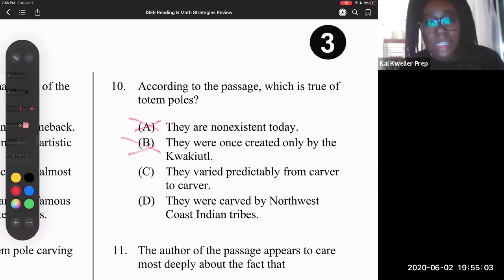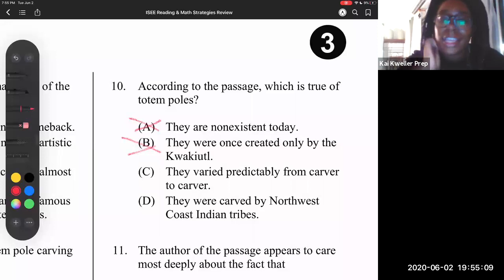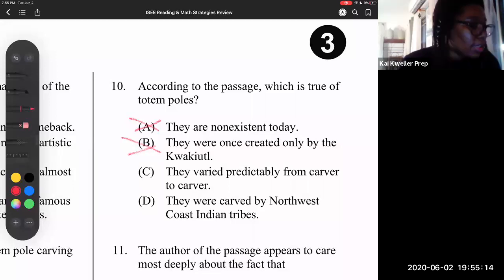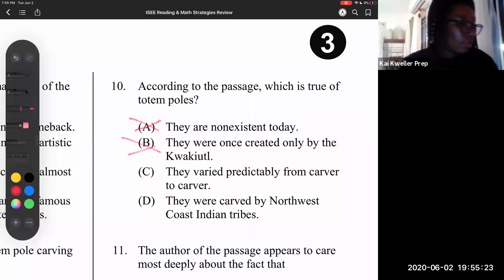Every time you see the word "only" in a passage, that limits the possibility of other things, it usually is a signal that it's too strong of an answer. So usually when things say "only" or very strong statements like that, they're usually not correct. And it just so happens that this one isn't either.